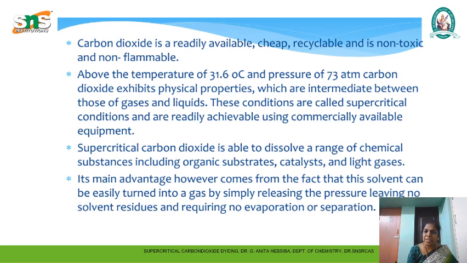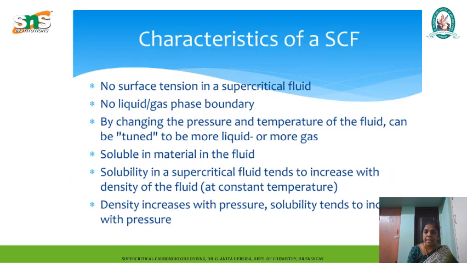Usually we use water as a universal solvent, but here supercritical carbon dioxide is used as a solvent in the textile industry. Its main advantage, however, comes from the fact that this solvent can be easily turned into a gas by simply releasing the pressure, leaving no solvent residues and requiring no evaporation or separation. This is one of the added advantages.